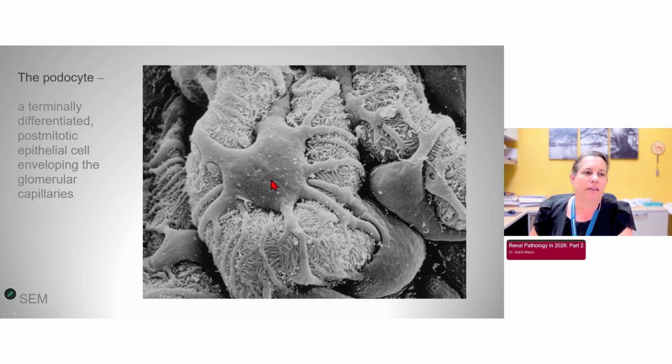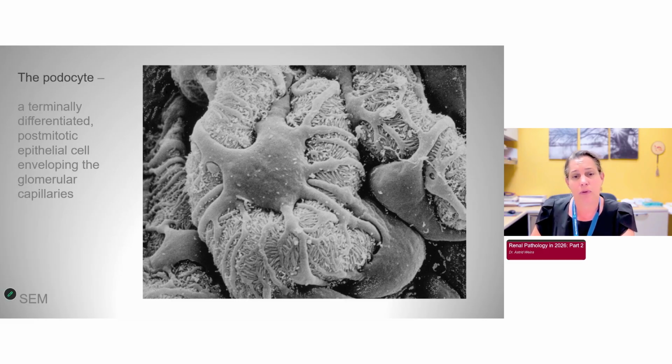These podocytes are really crucial to the filtration process, and if they're absent, you almost certainly get proteinuria of varying degrees depending on how diffuse the injury is. The podocytes are special because they're terminally differentiated. Just like neurons, they're post-mitotic cells. They cannot divide and they cannot be replaced.